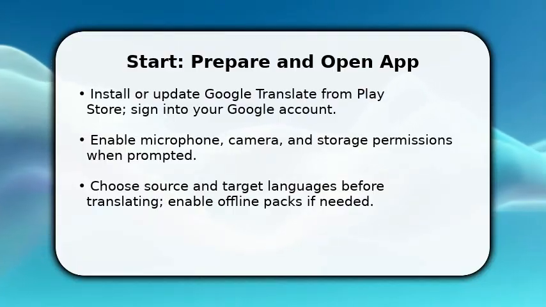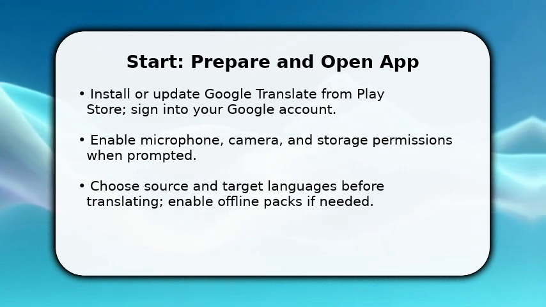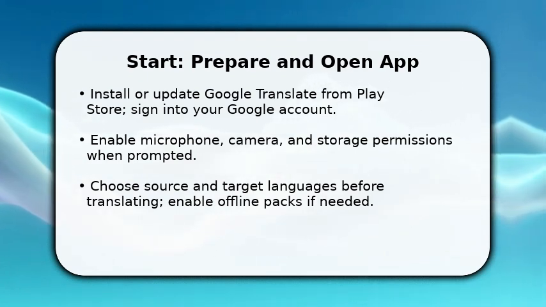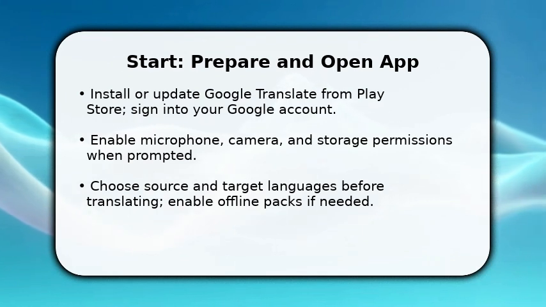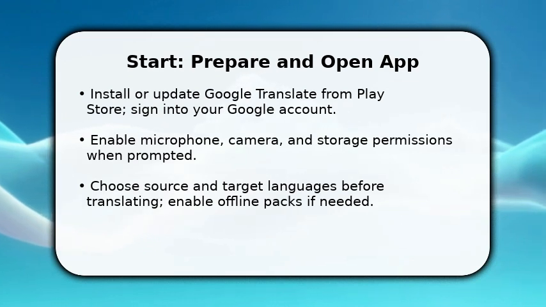You already have the app. Open Google Translate and set your source and target languages so translations begin immediately. Once done, tap the microphone or camera icon to start speech or image translation. You need to grant microphone and camera access for live features.